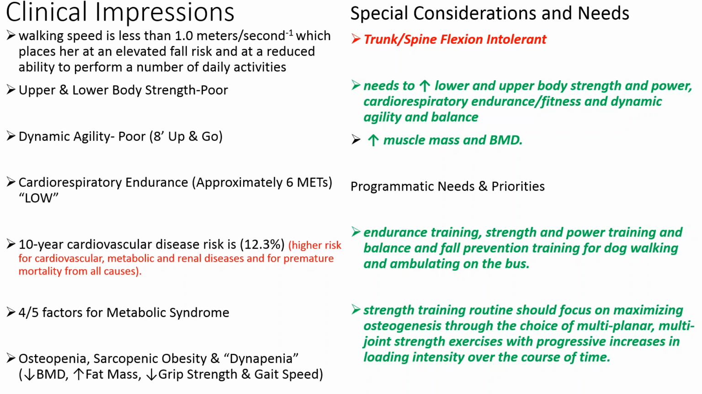These observations have been validated by the following assessments: gait speed, grip strength, 30-second chair stand, arm curl, 8-foot up and go, the 2-minute step test, and the 6-minute walk. Monica appears to be flexion intolerant, and trunk and thoracic spine flexion are not advised based upon her reduced bone mineral density, her symptomatology, especially after she walks her dog, and her elevated fall risk.